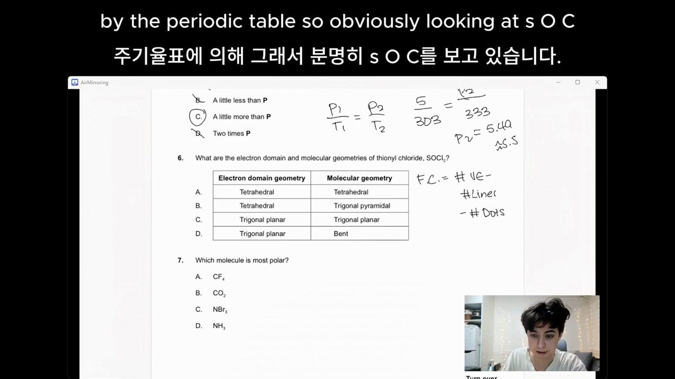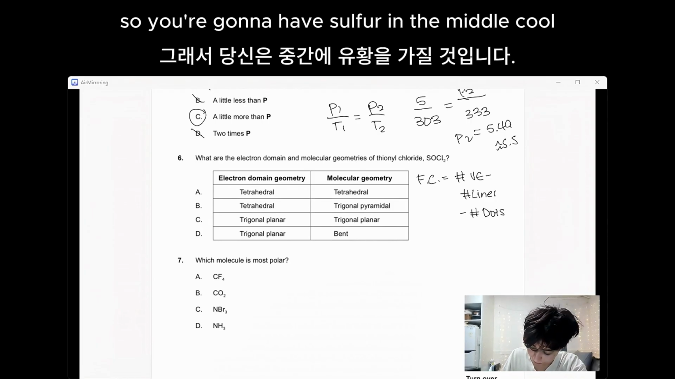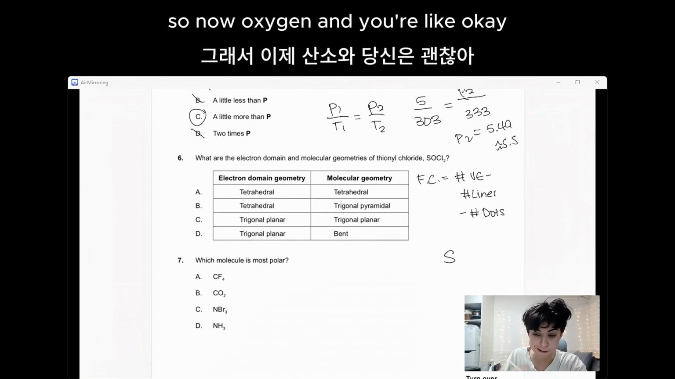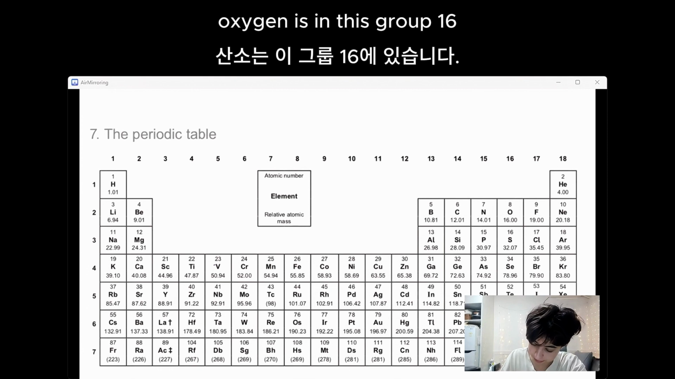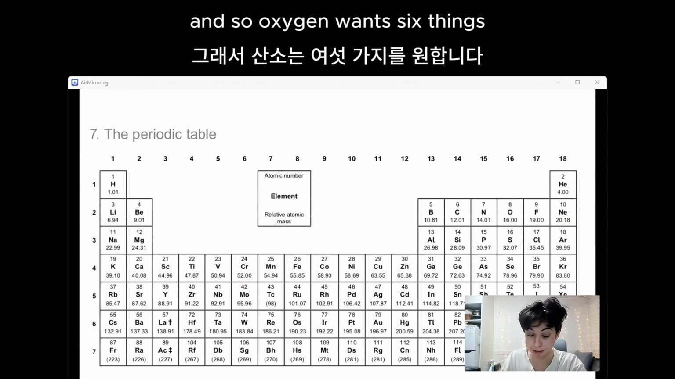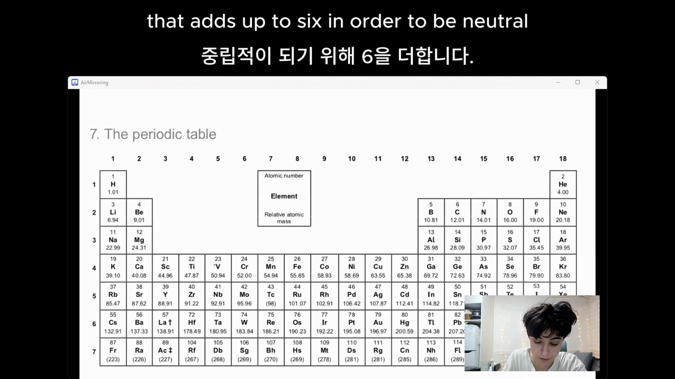And so obviously, looking at SOCl2, sulfur is going to be your central atom. So you're going to have sulfur in the middle. Cool. Now oxygen. You're like, okay, is oxygen going to be single bonded, double bonded? Well, oxygen is in group 16, and so oxygen wants 6 things. It wants a combination of dots and lines that adds up to 6 in order to be neutral.